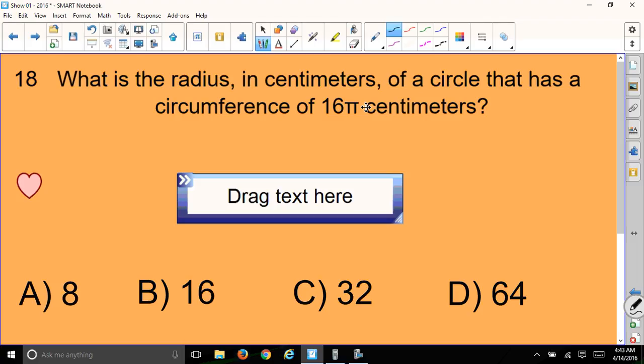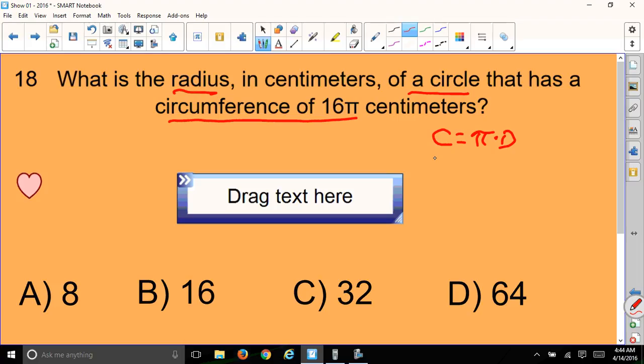All right, so we got a circle, and we're looking for the radius, and it has a circumference of 16 pi. What's nice is they give you the formula sheet, and it has it, but try to memorize those formulas. C equals pi D is how I remember circumference, because circumference begins with a C and a CD is round. So if you go around a CD, it's a circle.